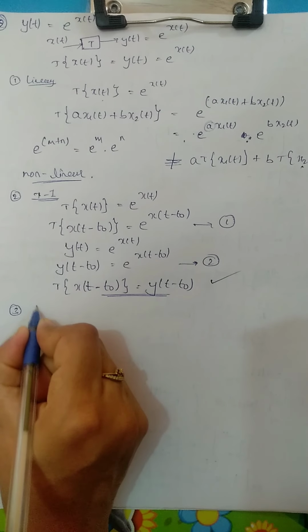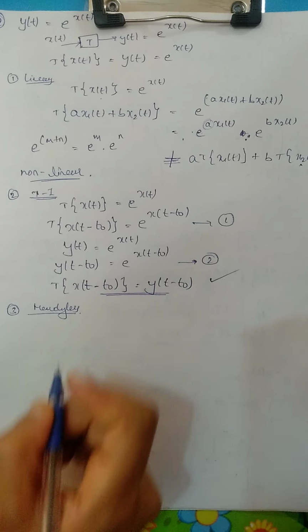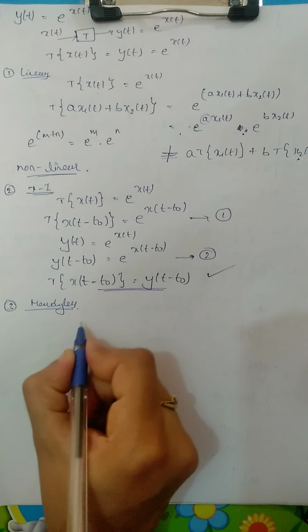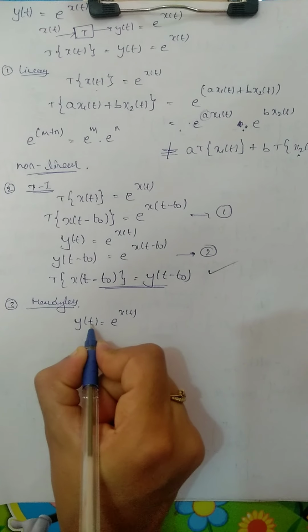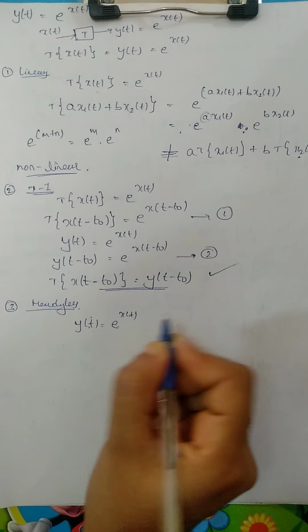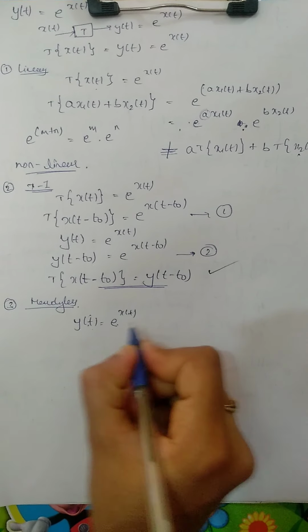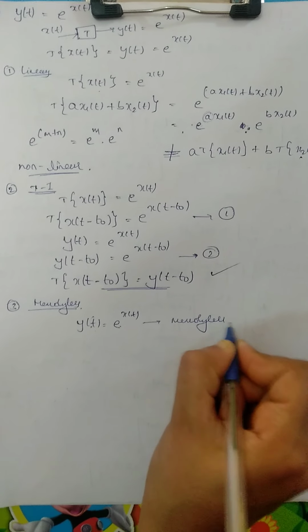Then we need to check if it is a memory or memoryless system. Here the value of output depends only on the present value of input. That means y of t is e to the power of x of t. If you take y of 1, e to the power of x of 1. y of 2, e to the power of x of 2. It depends only on the present value. It does not depend on the previous value. So we can say the system is memoryless.